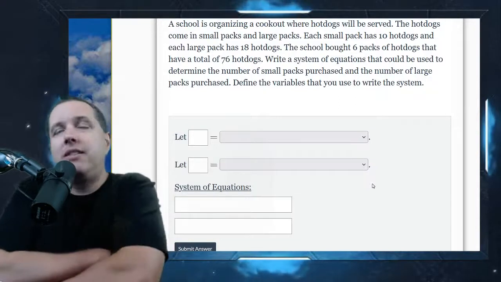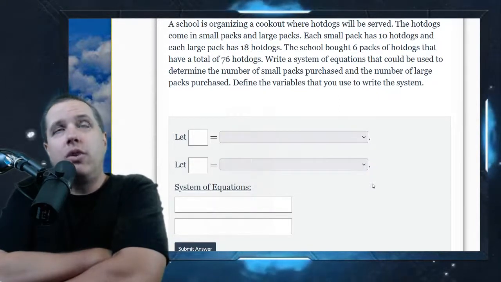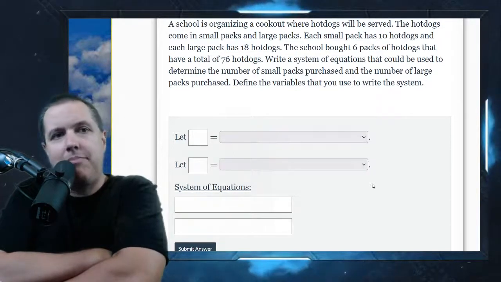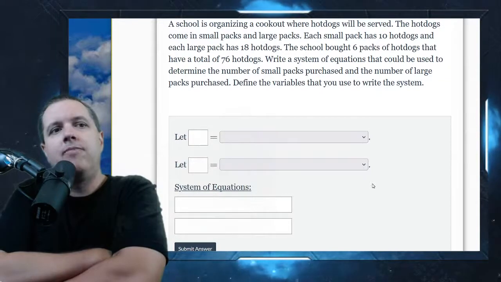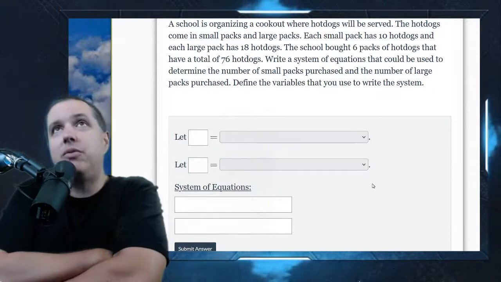Okay, so let's try to make sense of this. A school is organizing a cookout where hot dogs will be served. Okay, so I just kind of stop there and catch my breath. Okay, so hot dogs are going to get served. All right, it's kind of gross, but okay. They're cheap, right? It's a cheap way to feed a bunch of people, a bunch of hot dogs.